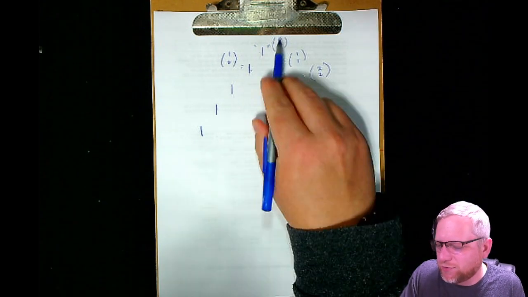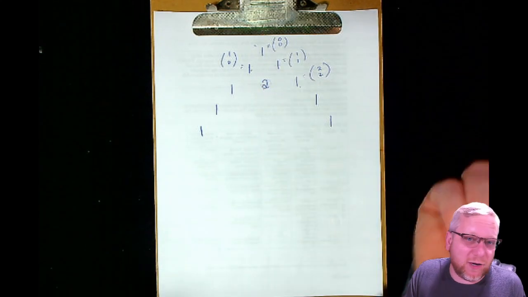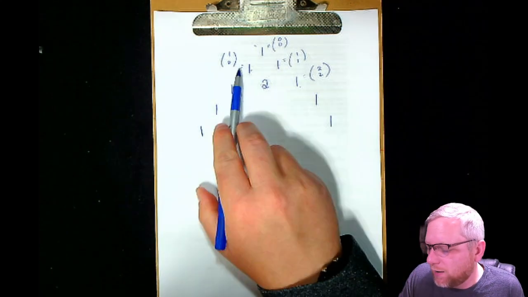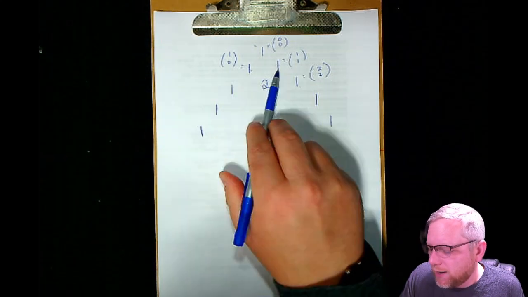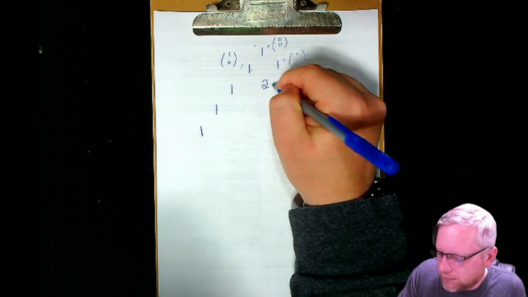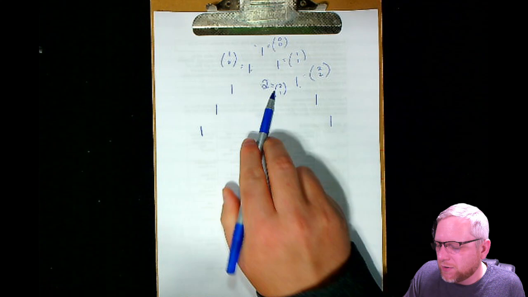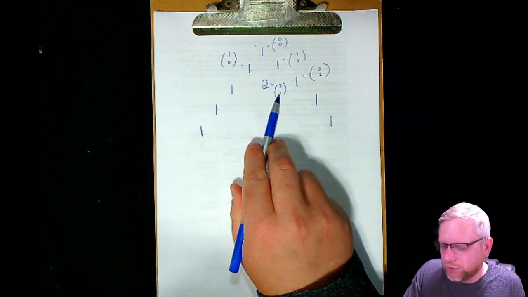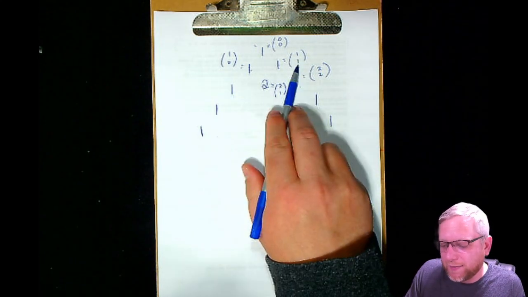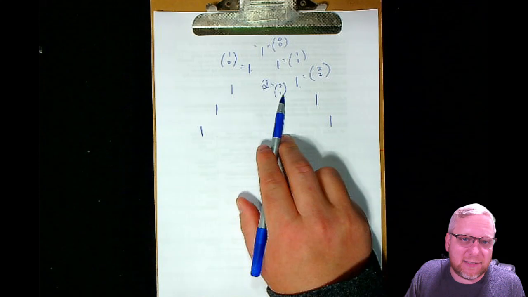How many ways can you choose 0 things from 0 things? One way to do it: choose none of them. 1 choose 0, 1 choose 1. And this is 2 choose 1. If you plug it into Pascal's identity, 2 choose 1 is equal to 1 choose 0 plus 1 choose 1. That's what Pascal's identity says.